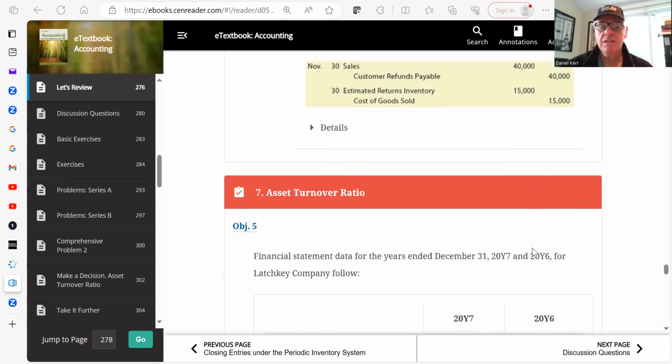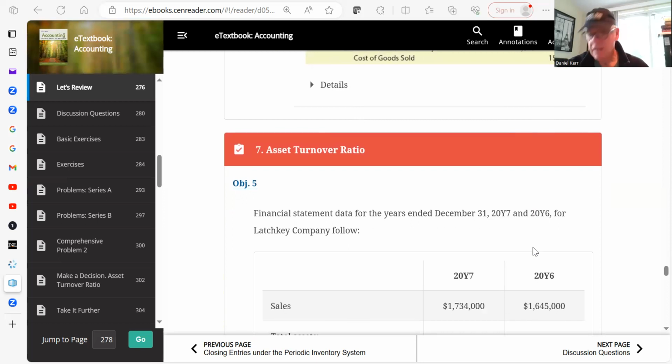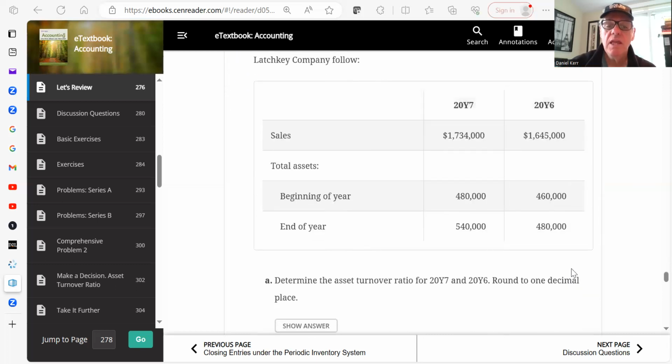All right, now let's take a look at this last one. This last one is a financial analysis problem. So again, we use ratios to help make sense out of the financial statements. So we're going to be measuring what we call here the asset turnover. So this is the relationship between sales and average assets.